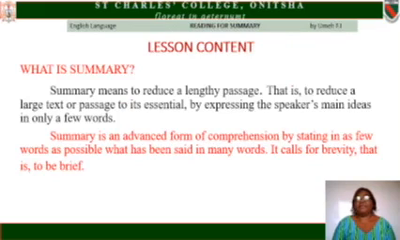The lesson content. The first question we will ask is, what is summary? Summary, as you know, is quite different from comprehension passages. So summary here means to reduce a lengthy passage, that is, to reduce a large text or passage to its essentials by expressing the speaker's main ideas in only a few words. Summary, like I said earlier, is an advanced form of comprehension, by stating in as few words as possible what has been said in many words. It calls for brevity, that is, to be brief.